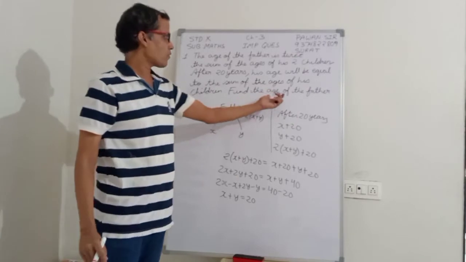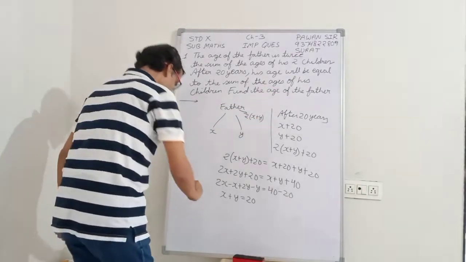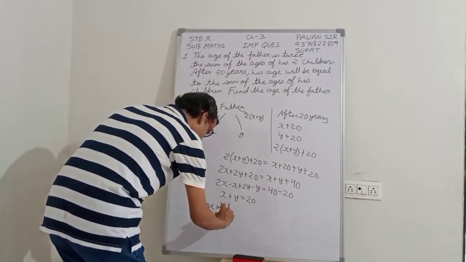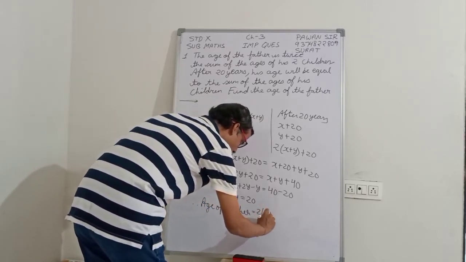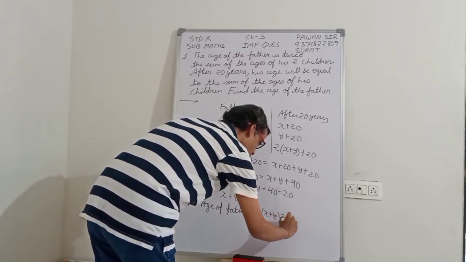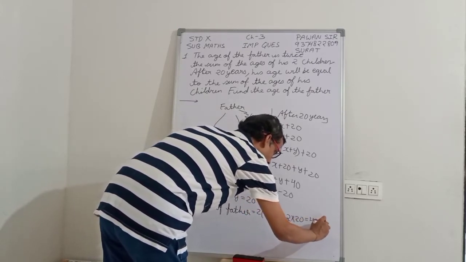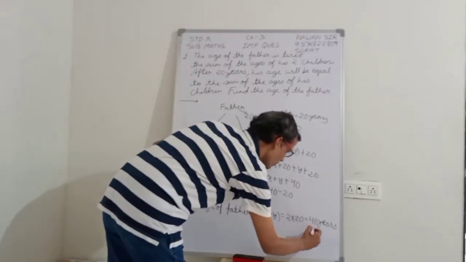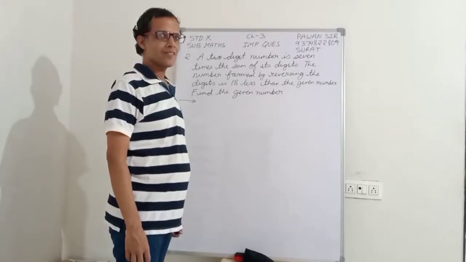Now see what we have to find. We have to find the age of the father. And what is the age of father? Twice of x plus y. Therefore, age of father is equal to twice of x plus y, and x plus y is 20. So 2 into 20 is equal to 40 years. So the answer of this question is 40 years. This completes our first question.